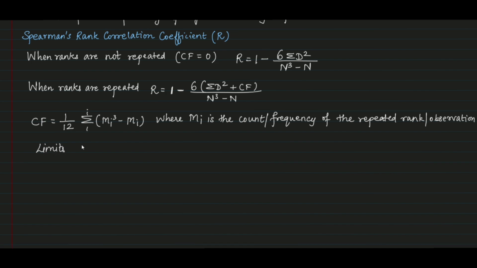Limits of Spearman's rank correlation coefficient is from -1 to 1, both inclusive. Whenever the term Spearman or rank is given, then only evaluate it. Else, correlation or coefficient of correlation simply means Karl Pearson's coefficient of correlation, small r. Thank you.